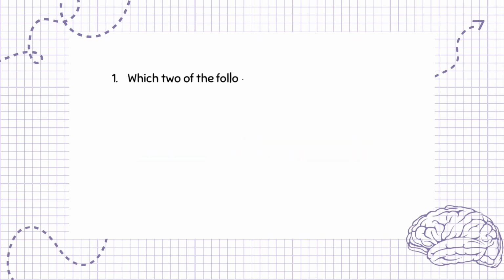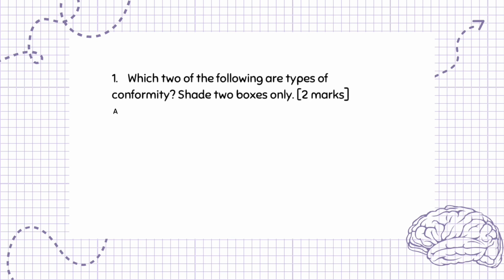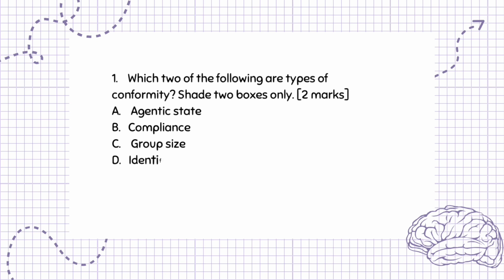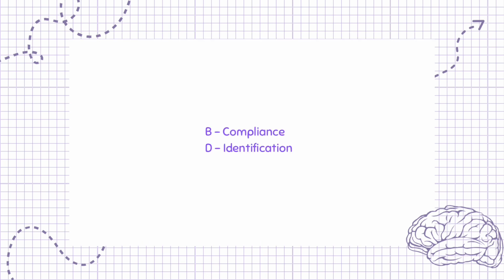Question 1. Which 2 of the following are types of conformity? Shade 2 boxes only. 2 marks. A. Agentic state. B. Compliance. C. Group size. D. Identification. E. Unanimity. B. Compliance. D. Identification.